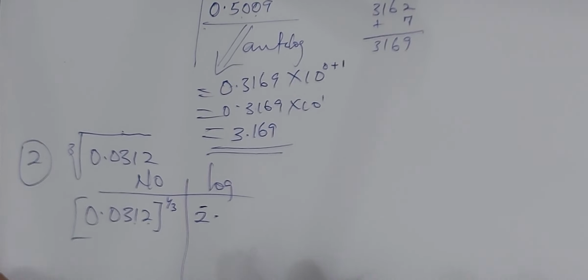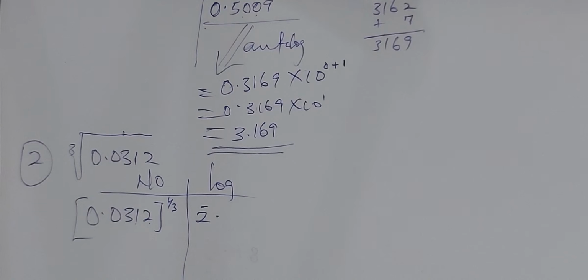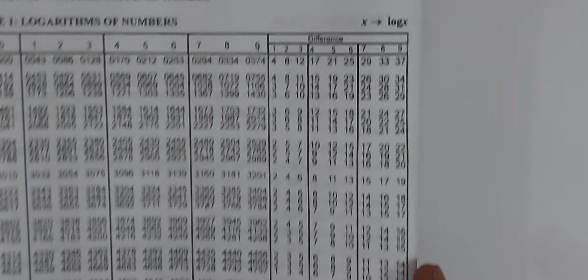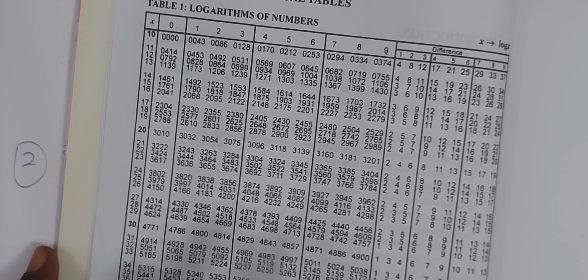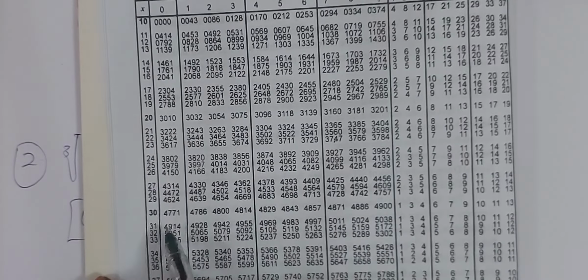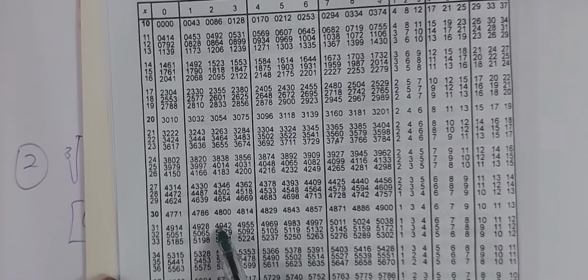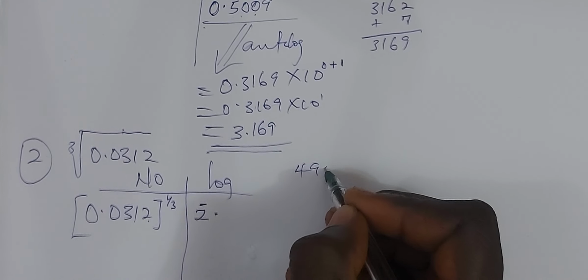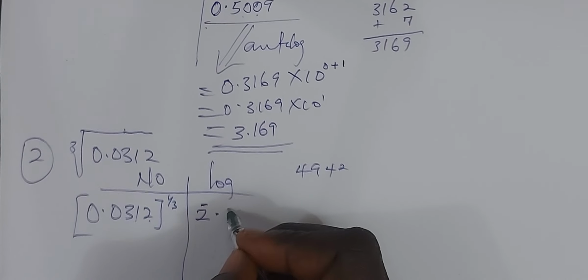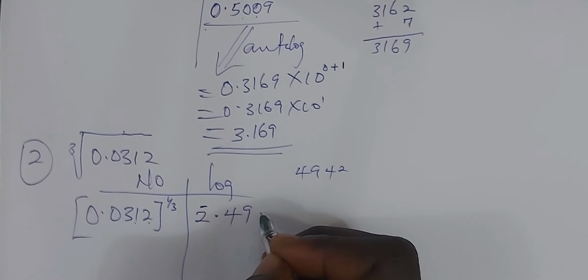No difference. Logarithm log 31 under 2, but no difference this time. So we check where the logarithm of 31 is. Under 2 is this: 49, 42. So we write it straight away, 49, 42, because there is no difference.